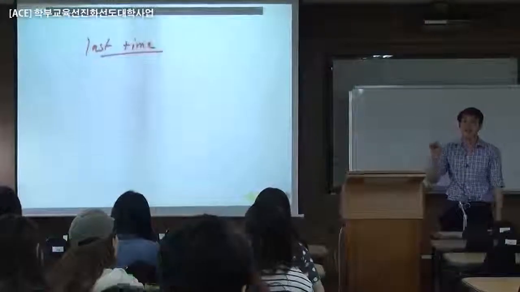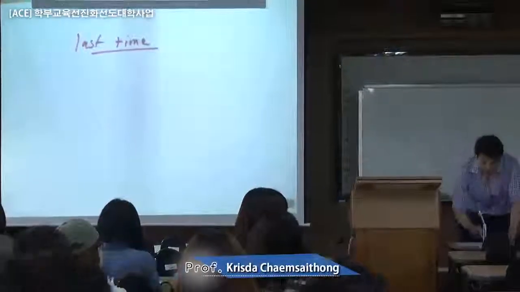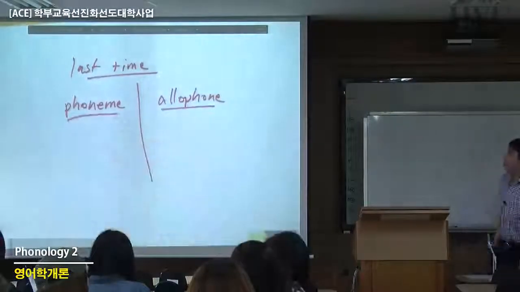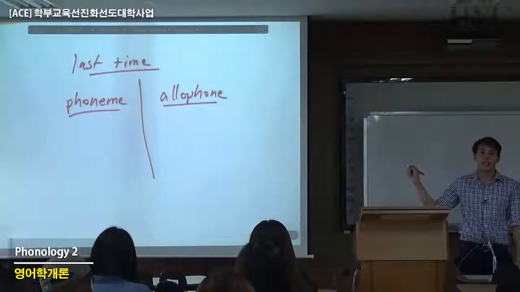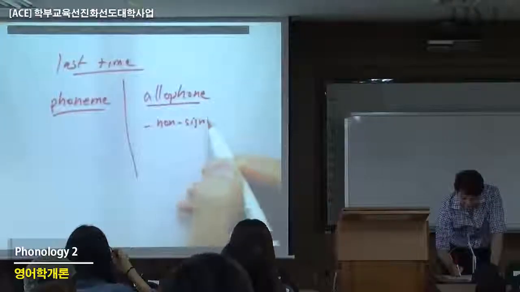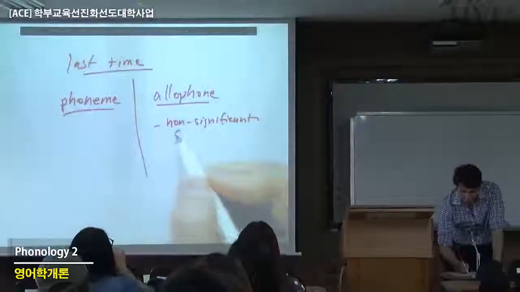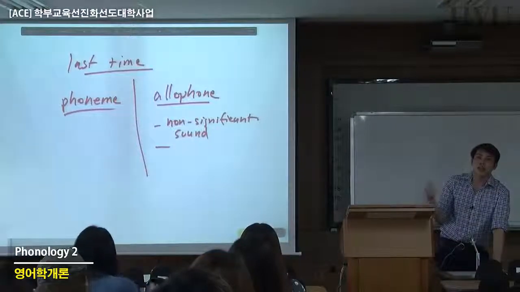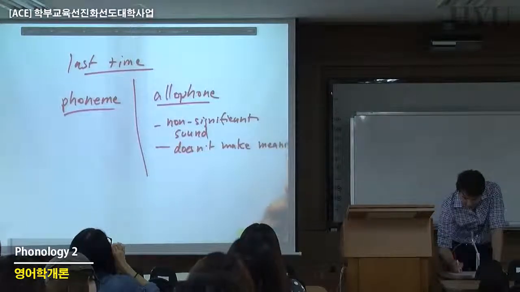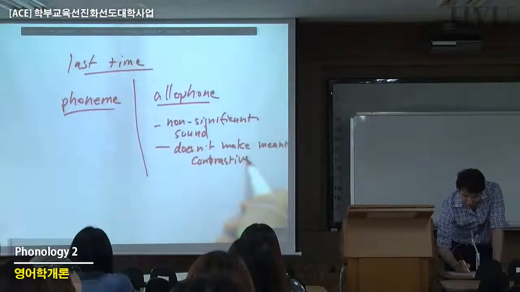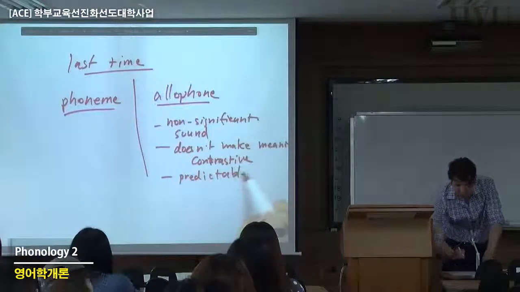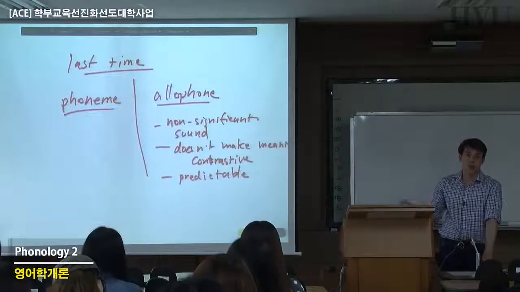Last time we talked about the differences between phonemes and allophones, right? So phonemes versus allophones. We say that an allophone is like a non-significant sound, right? An allophone doesn't make contrastive meaning, right? And you can predict where an allophone occurs. Allophones are predictable in terms of where you will find them, where they will occur, right?